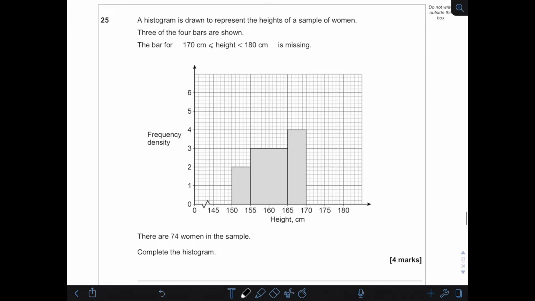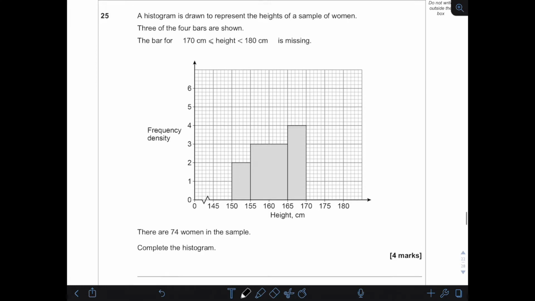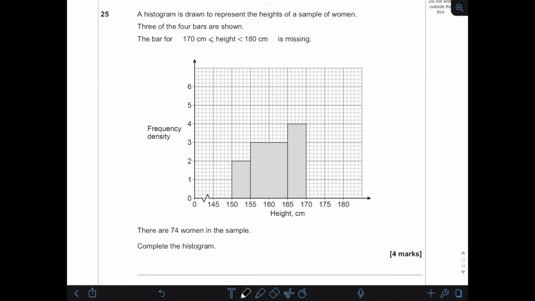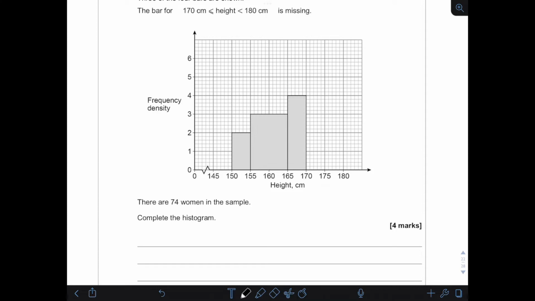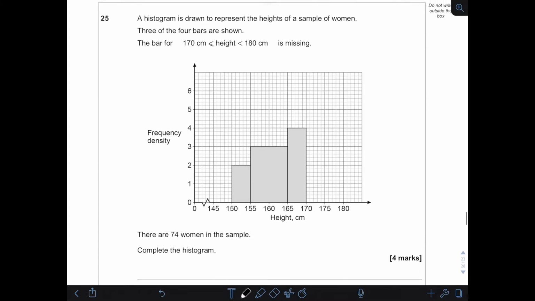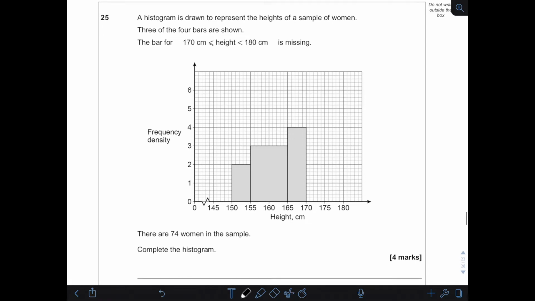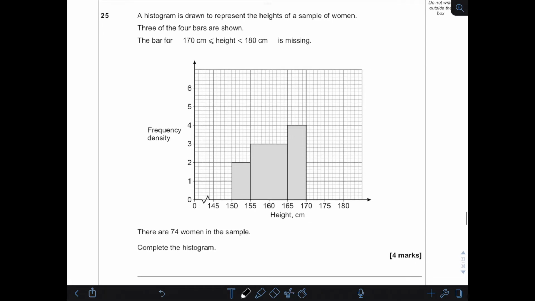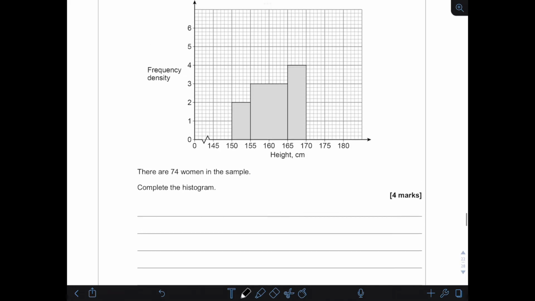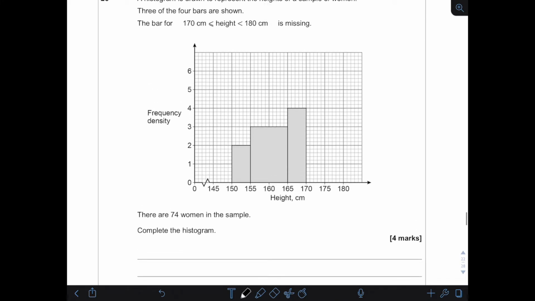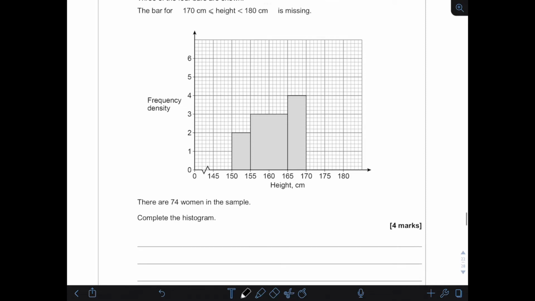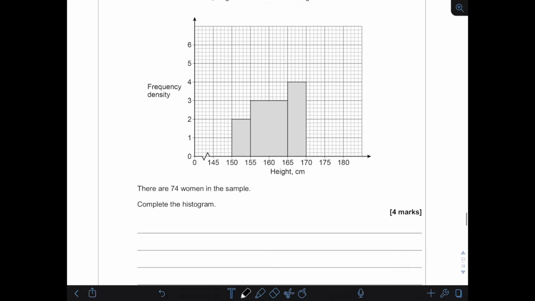Histogram is statistics. So histograms have a width, the width of the histogram is important. Let's see. So we have 3 out of 4 bars. The bar for 170 to 180 is missing, and we need to try to fill it in. So we need to know what the population of the represented area is.